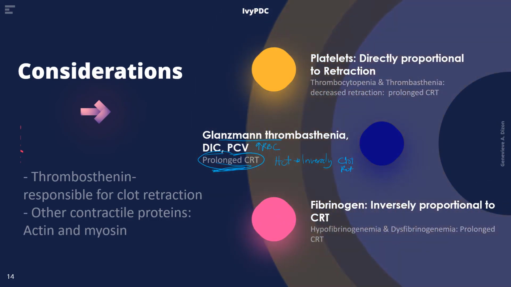Another condition is with fibrinogen. Fibrinogen amounts are also inversely proportional to CRT. Fibrinogen deficiency, like in hypofibrinogenemia or dysfibrinogenemia, can prolong CRT.